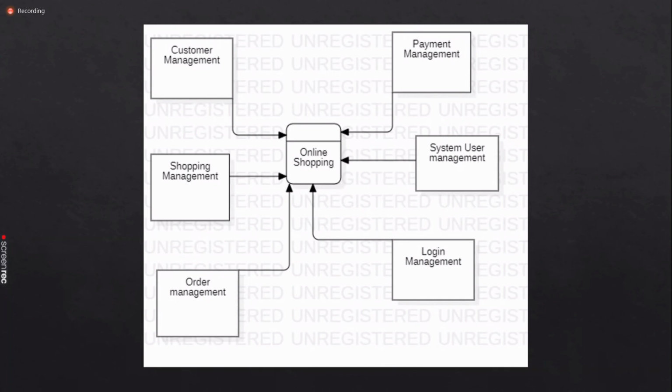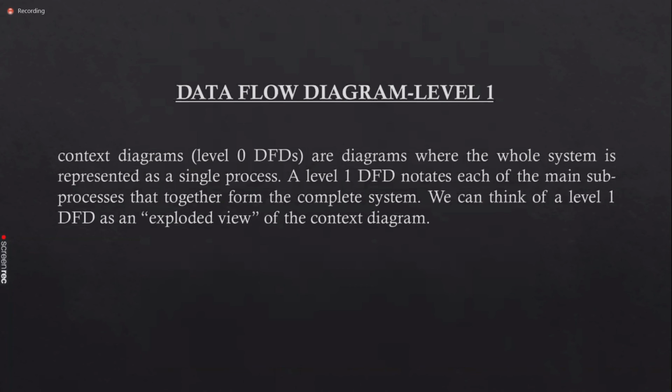Then moving on to data flow diagram level 1. Level 1 gives a better view of the context diagram. That means it gives us a view of what happens in the backend and also what happens with the user. Then moving on to the diagram.